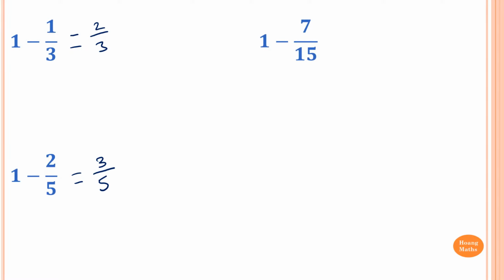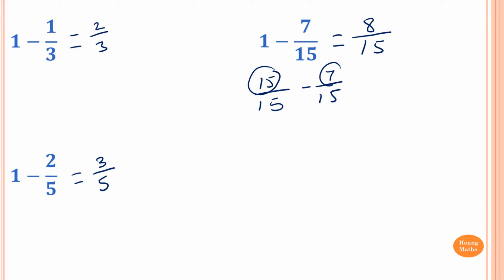So 1 minus 7/15. All we need to do is 15 take away 7. So 10 take away 7 is 3, add 5 is 8. So 8/15. Or 1 is 15/15, you can also do this. So minus 7/15, 15 minus 7 is 8. So 8/15 if you like.